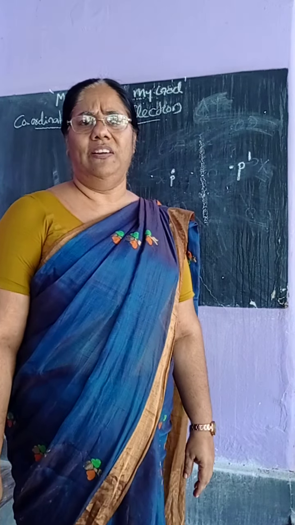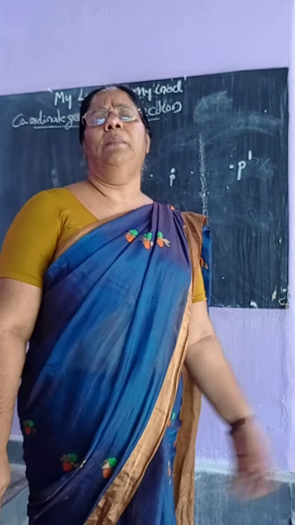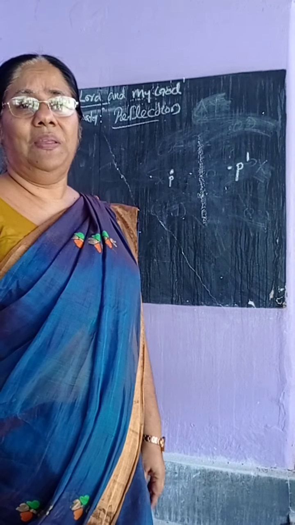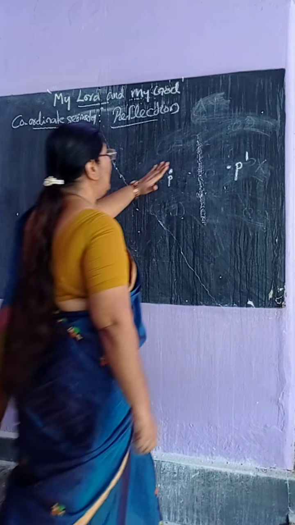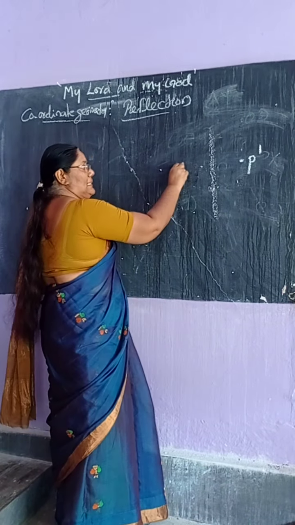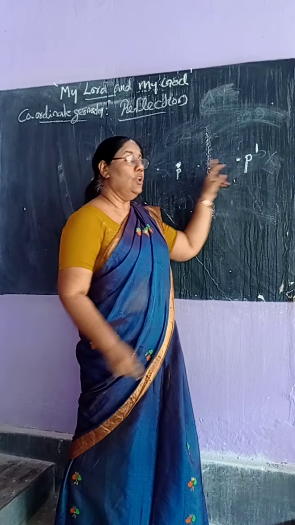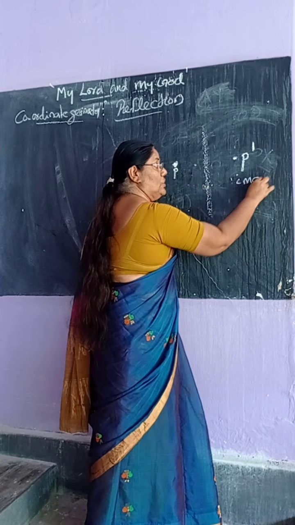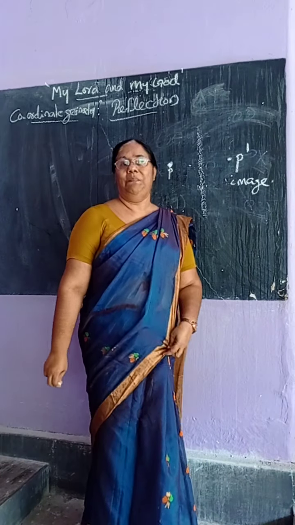All of you have heard about this word, isn't it? Reflection, and you studied about this in physics also. Look here. This line is known as the mirror line or mediator line. The terms used in maths are mirror line or mediator line. And when you place this object, P is the object and P dash is known as the image. This is the meaning of reflection.